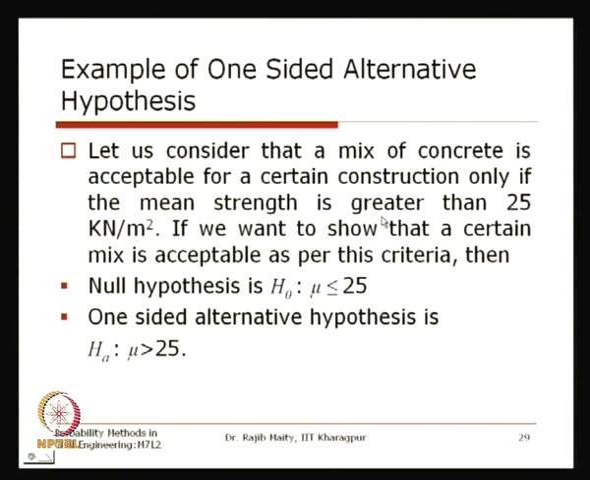If it is written that it is greater than or equal to 25 kilonewton per meter square, then in this one-sided alternative hypothesis the equality sign goes here, that is mu greater than or equal to 25, and in the null hypothesis we write that mu is less than 25. So, depending on the statement of what we are trying to test, that will be exactly written in the alternative hypothesis.